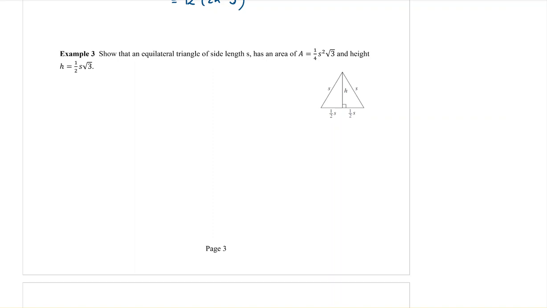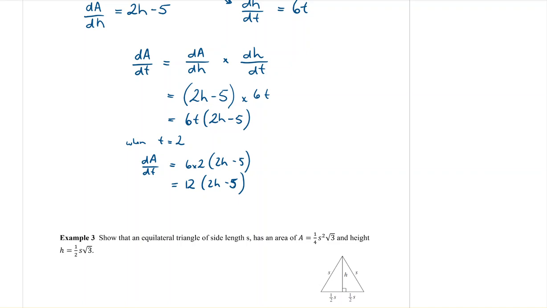I just want to check something. Wait, if it goes, oh, okay, never mind, it's fine. I just read something wrong.